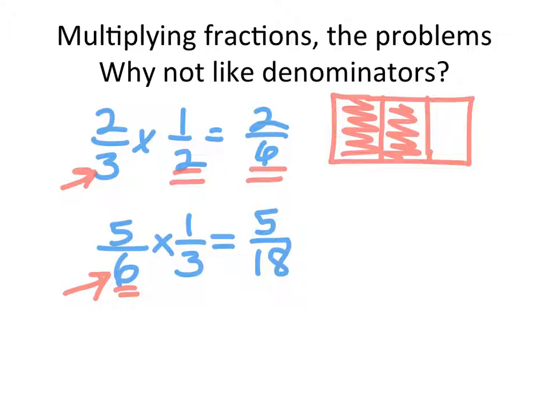Just to make that clear, if I have 2/3, like I have here, when I multiply, I'm saying I need to take them times 1/2. That means I need to cut each piece in half. So I'm actually doing that first.